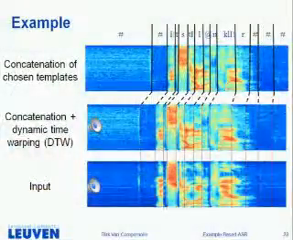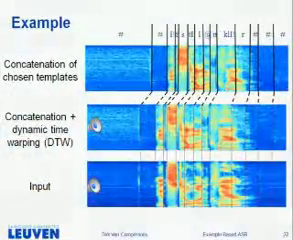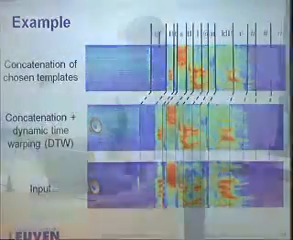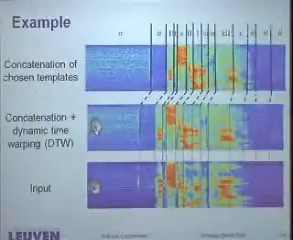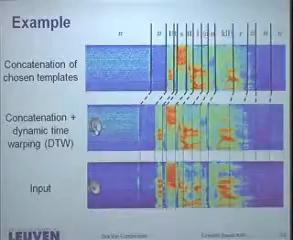Now, an example. Let's listen to the input. So you try to find this out. It's still unclear. Which is natural speech. And now you try to do a templates-based recognition. It's still unclear. It's not a horrible thing at all.